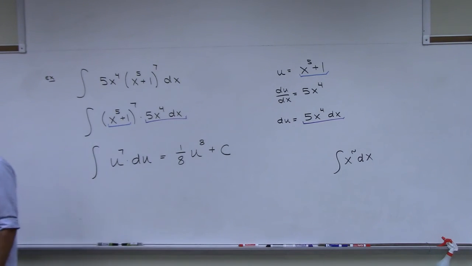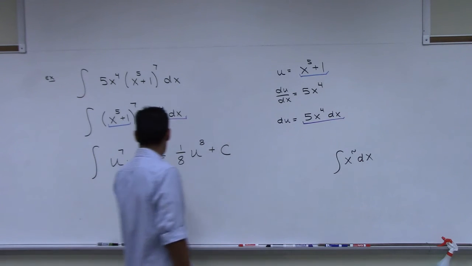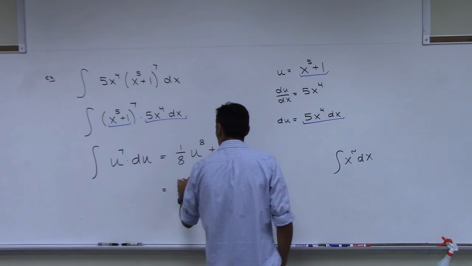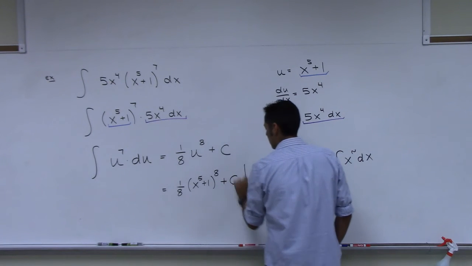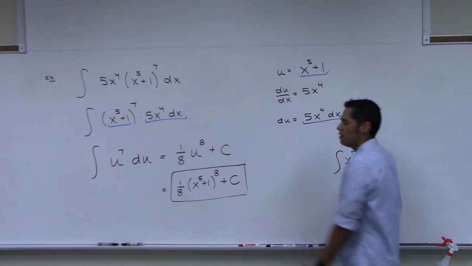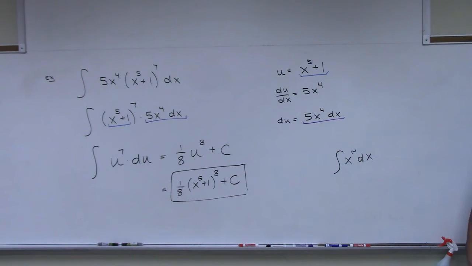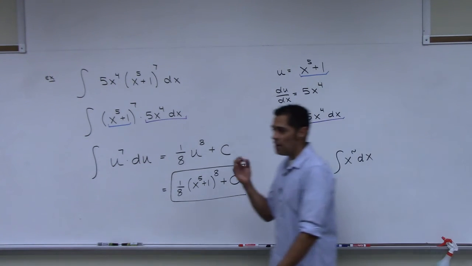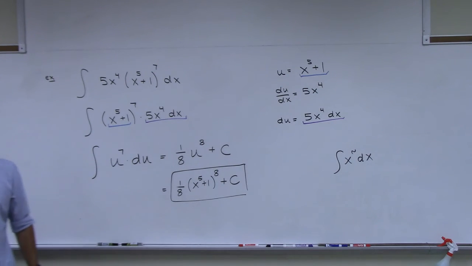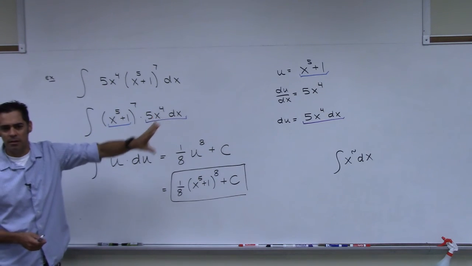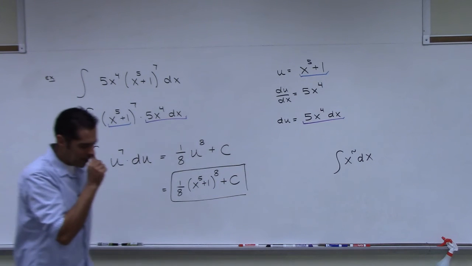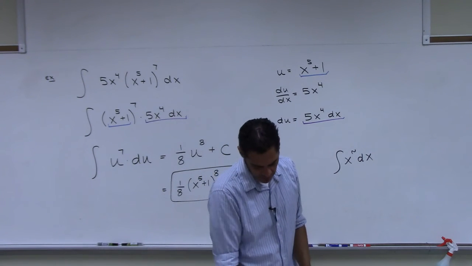And the last step, replace the u with whatever it was, which is this big ugly thing up there. So this is going to become 1/8 times (x to the 5th plus 1) to the 8th plus c. Are y'all starting to catch on to how this works? Now, I have to pick these problems very carefully so that they work, okay? Because if I change this to like 5x cubed, this wouldn't work. So we're still being very, very careful on how we present these problems to you.